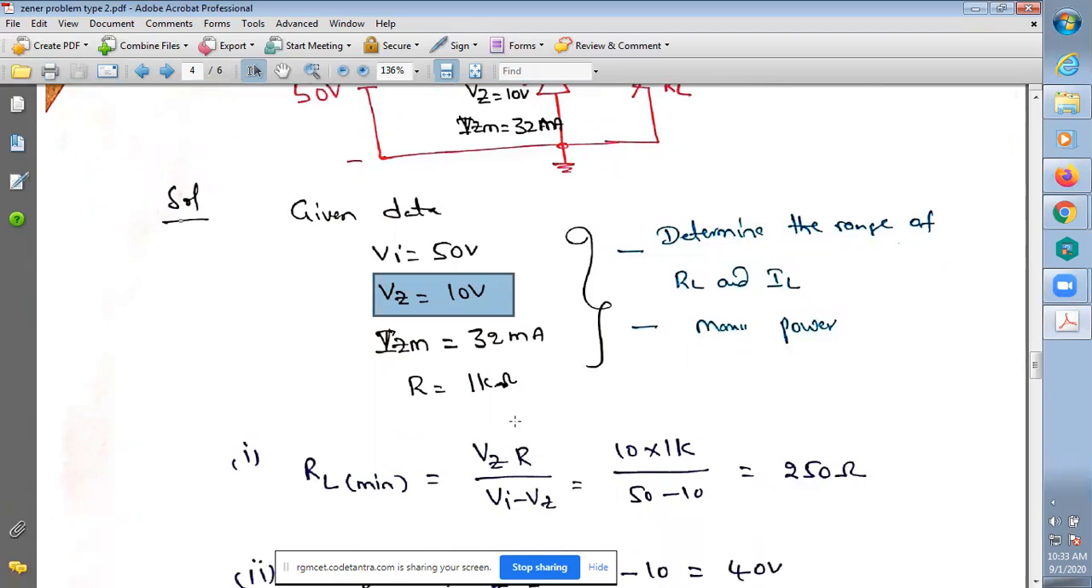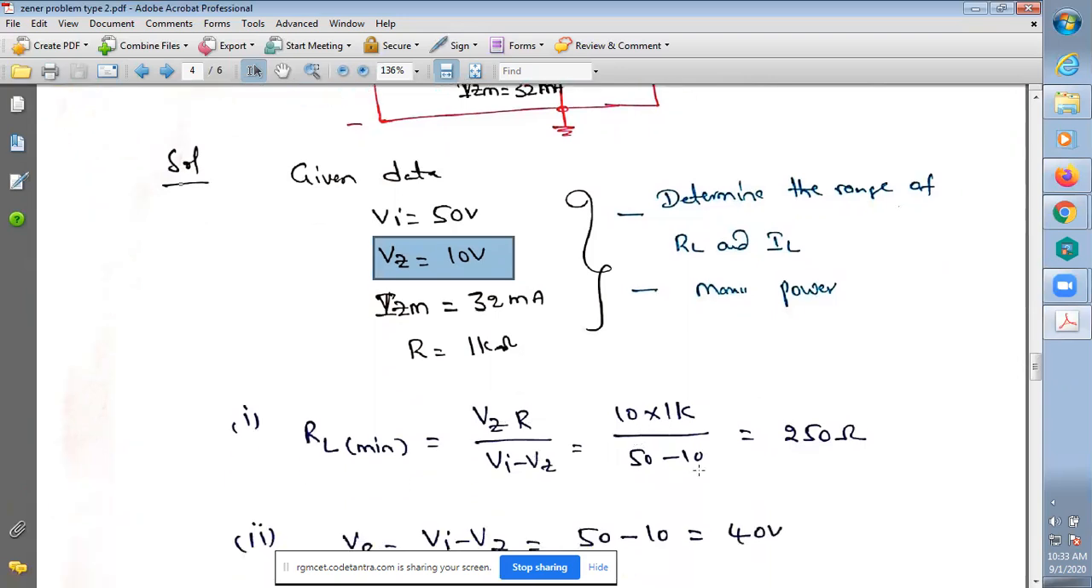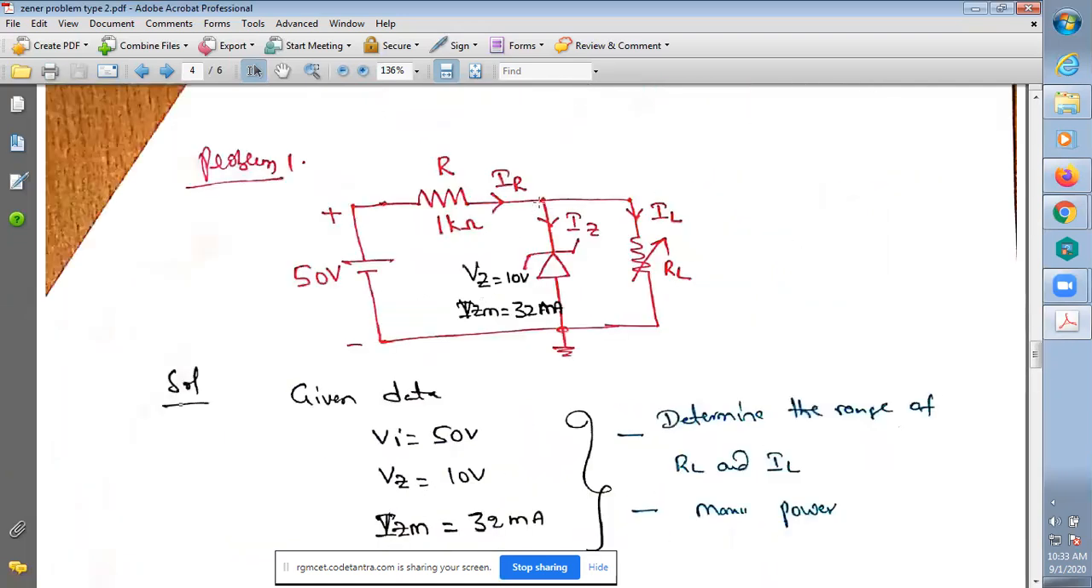Okay, Vz into 1k by 50 minus 10, that is equal to 250 ohms. So that minimum load resistance is equal to 250 ohms. Now, once you know, here the Vz is fixed. Why? Because the Zener diode operates in the breakdown region. Now this voltage is equal to 10 volts. Now this input is 50 volts.